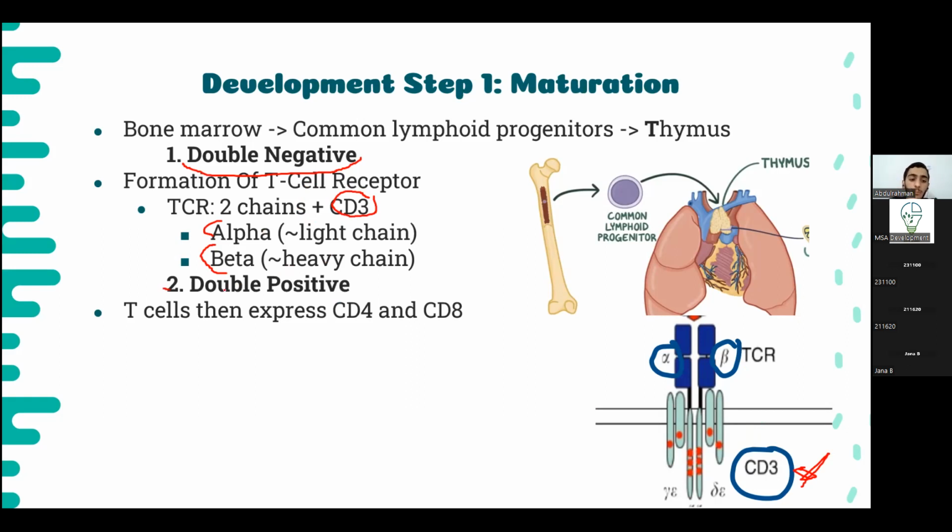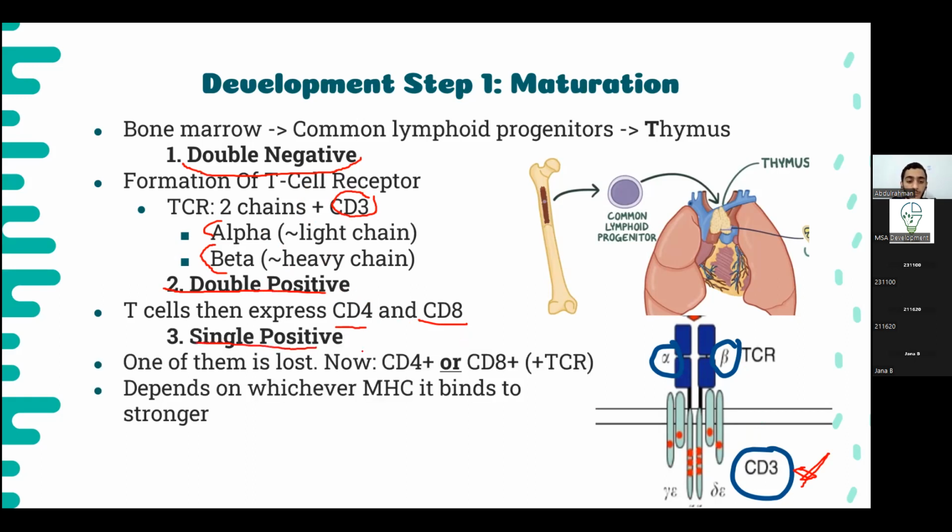After that, you get the double positive stage. Double positive means it's expressing CD4 and CD8. And then the later stage will be single positive. How do we choose whether we're going to have a CD4 cell or a CD8 cell? It all depends on which MHC it binds to more strongly. We'll discuss this more when we talk about positive and negative selection. But basically, we said that CD4 binds MHC2, and CD8 binds MHC1.